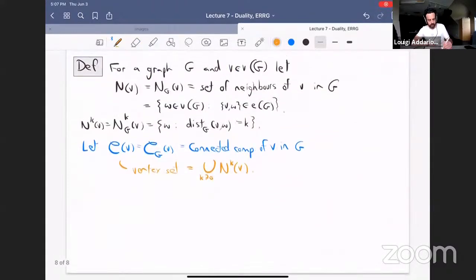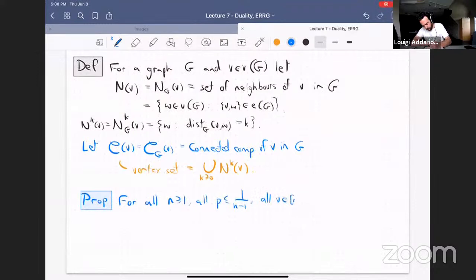And so now I'd like to state and prove a first proposition about expected component sizes. For any n at least 1, any p which is at most 1/(n-1), and any vertex v of the graph, the expected size of the component containing v is at most 1/(1-p(n-1)).